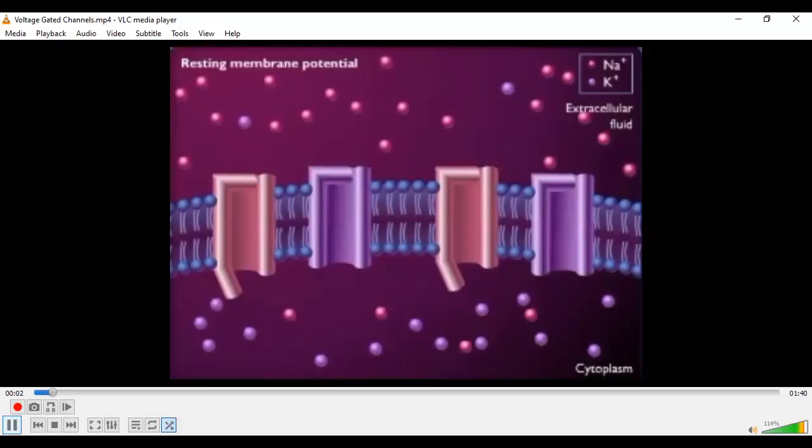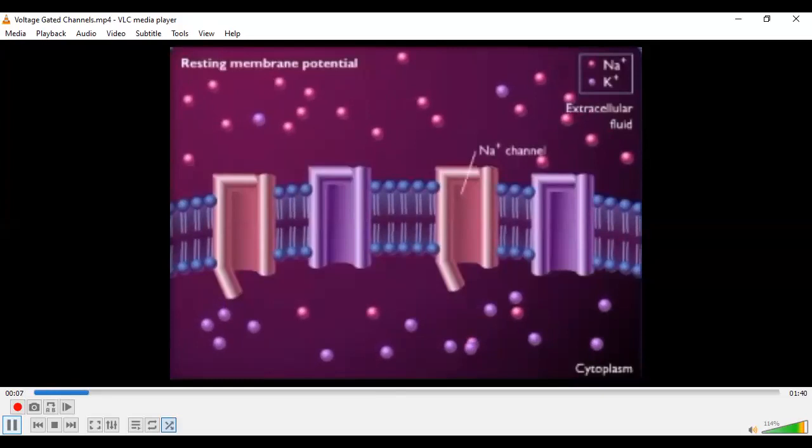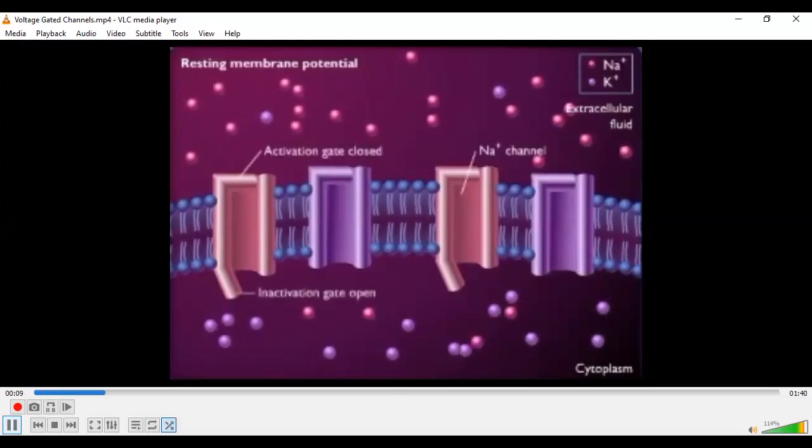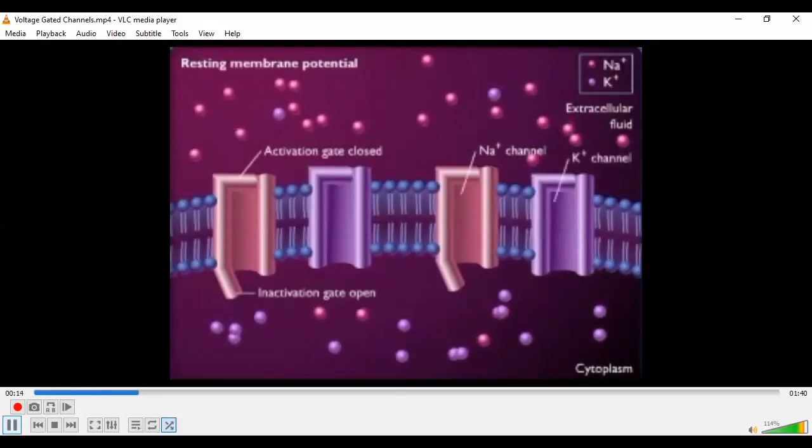The membrane is at its resting membrane potential. The activation gates of the voltage-gated sodium ion channels are closed and the inactivation gates are open. Voltage-gated potassium ion channels are closed.